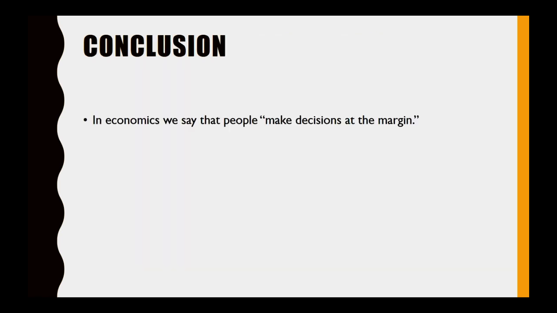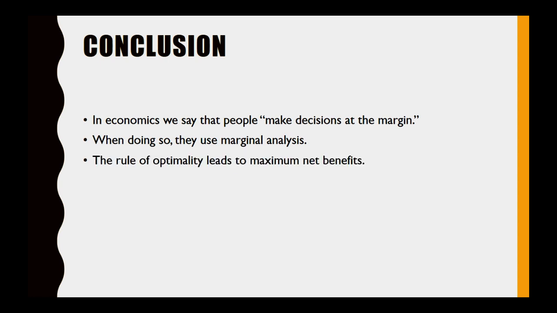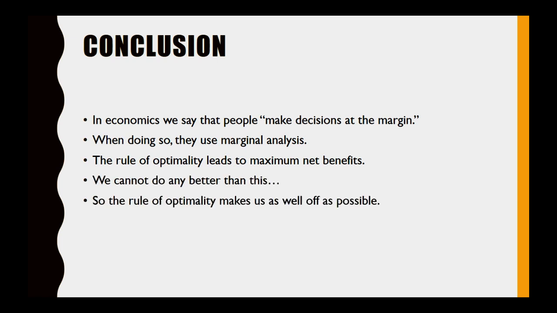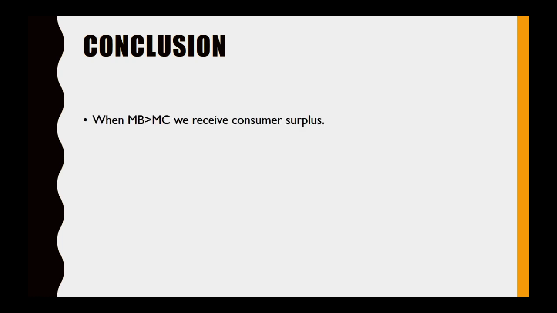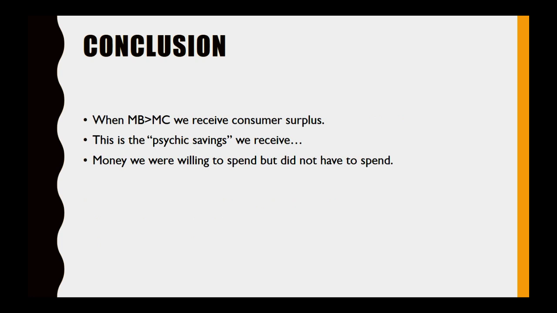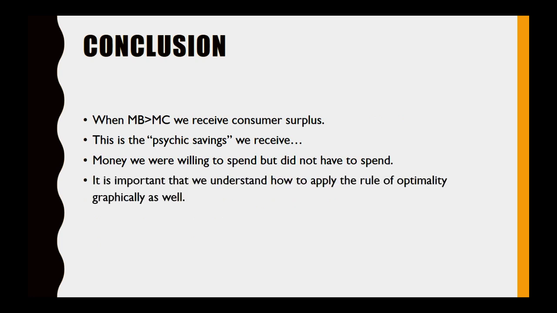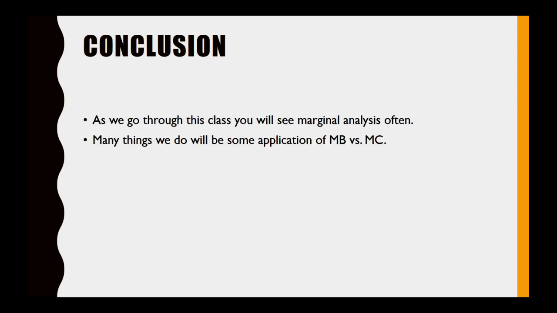So very quickly, let's conclude. We said that people make decisions at the margin. We use marginal analysis. The rule of optimality is going to lead to maximum benefits, and we cannot do any better than this. So guys, the rule of optimality, you're going to see a lot in this class in various forms because it's going to generate efficiency. So we need to understand this rule. So I think you guys understand this. So make sure you understand consumer surplus and diminishing returns.